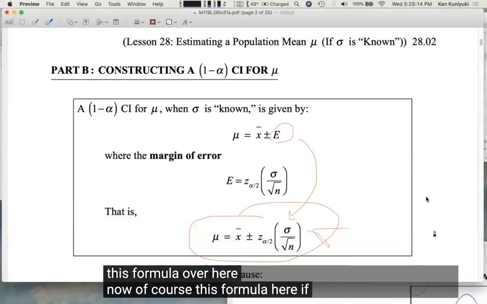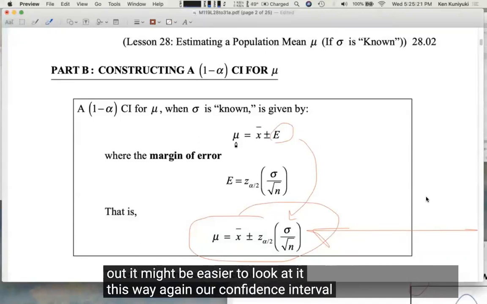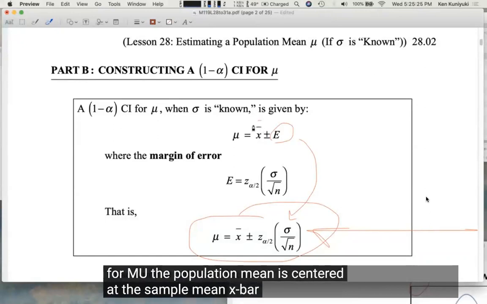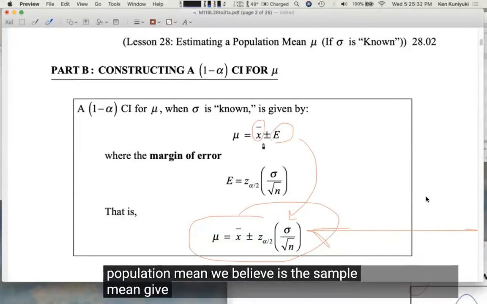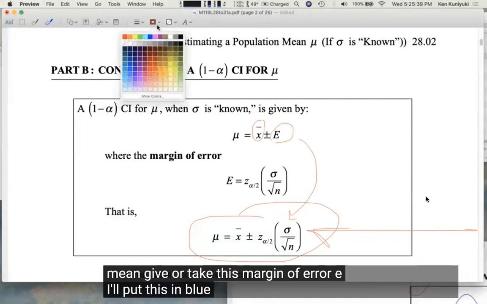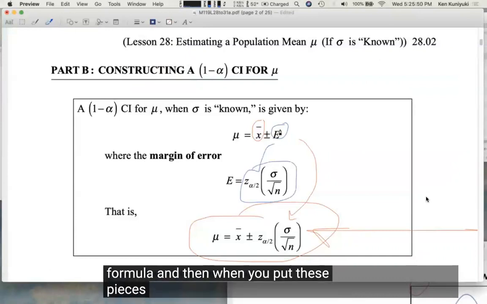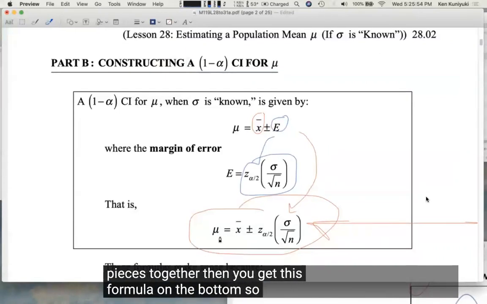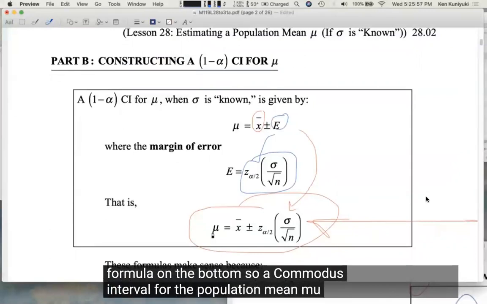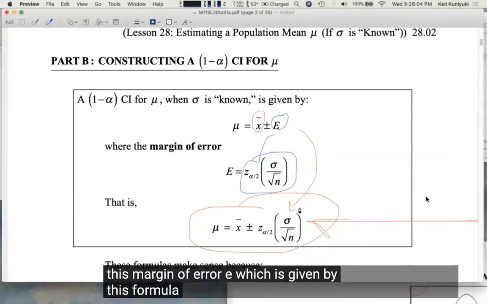Now, of course, this formula here, if I were to just throw this at you, you might freak out. It might be easier to look at it this way. Again, our confidence interval for mu, the population mean, is centered at the sample mean, x bar. The population mean, we believe, is the sample mean, give or take this margin of error, E. I'll put this in blue. This margin of error, E, is itself given by this formula. And then when you put these pieces together, you get this formula on the bottom. A confidence interval for the population mean mu is given by the sample mean, x bar, which is at the center, give or take this margin of error, E, which is given by this formula.